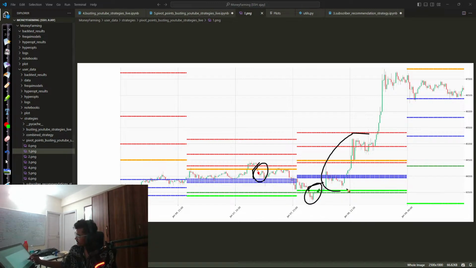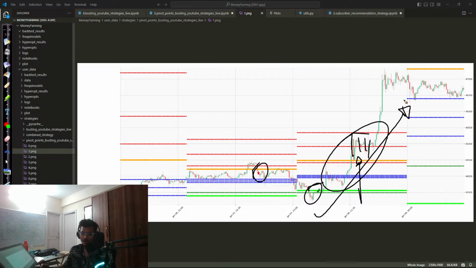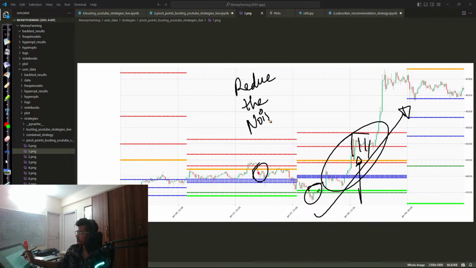You see, there was a lot of trades here, right? Short, short, short. We are not getting those anymore. We are only getting long. So this is how we reduce the noise from the market.